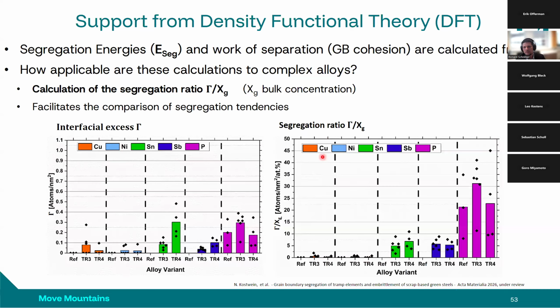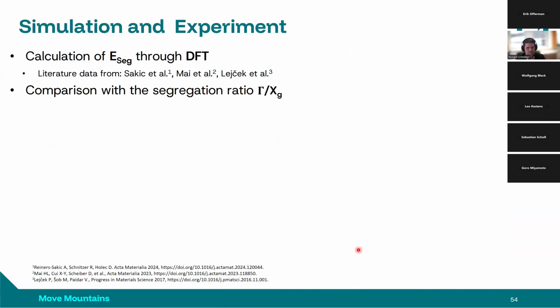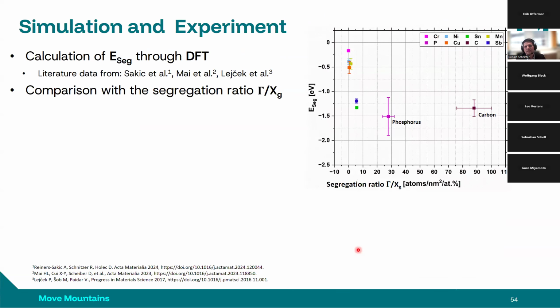And what you can see here is that suddenly, as phosphorus doesn't have a high bulk composition, phosphorus has a very strong segregation tendency. Also antimony and tin. Compared to that, copper and nickel do not have that high segregation tendency. And to even compare that with the results from density functional theory, we developed that diagram where you can see the segregation energy, and you can then group your elements into two fields.